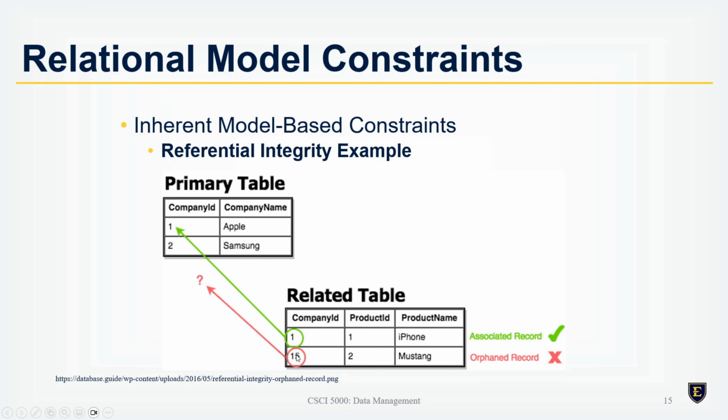However, if we look at company ID 15, it's pointing to something that does not exist in the primary table. This is a failure of referential integrity. Therefore, one of the things that we would see here is an orphaned record. This record has no parent. So there's nothing that it's pointing to in the primary table 15. And the relational database model has several ways of dealing with that and how to ensure that those things don't happen, and we do not have a lot of orphaned records out there.